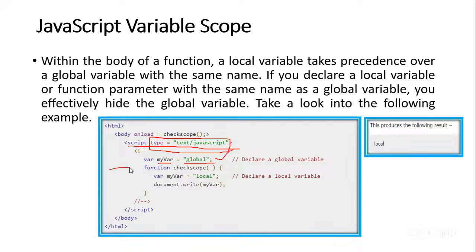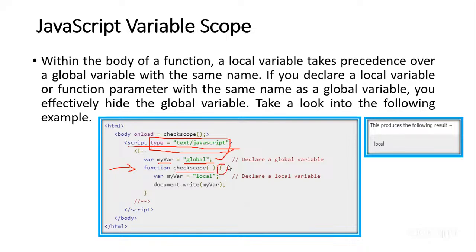And I have one function here in this example. Function is a keyword which is used to declare a function in JavaScript. In this example, checkScope is the function name.